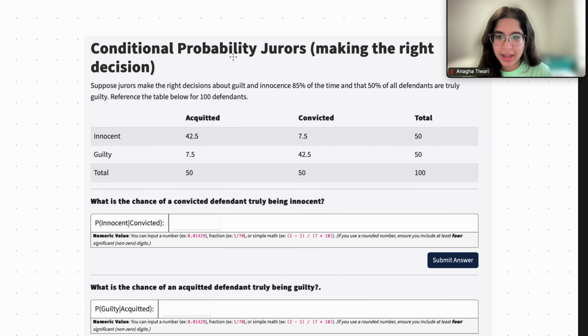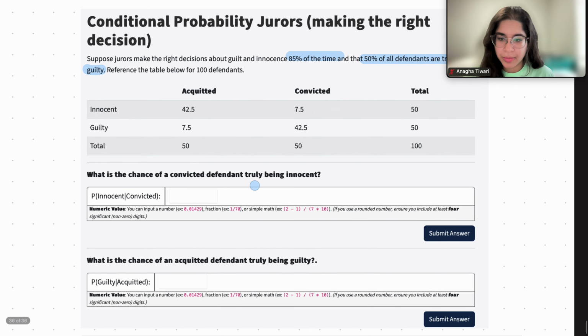So here we have: suppose jurors make the right decisions about guilt and innocence 85% of the time, right? And that 50% of all defendants are truly guilty, right? So reference the table below for 100 defendants. What is the chance of a convicted defendant being truly innocent, right?